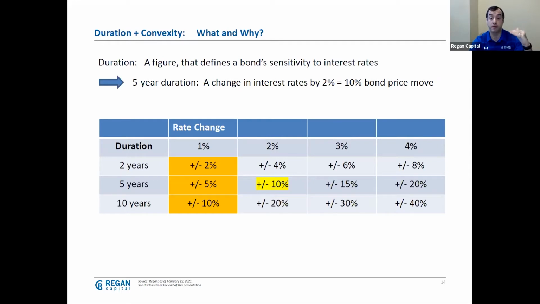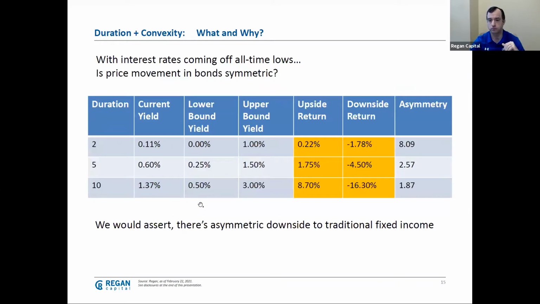your price can go up or down by 2%. If you have a 10-year duration portfolio, which is almost where the Ag is and where corporates are right now, your price can go up or down by 10%. And so far this year in investment grade corporates, prices are down by 3%.